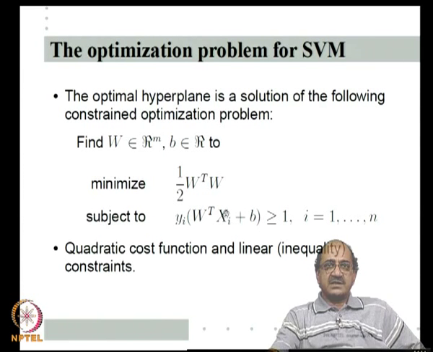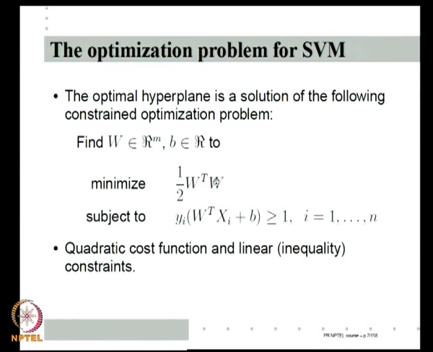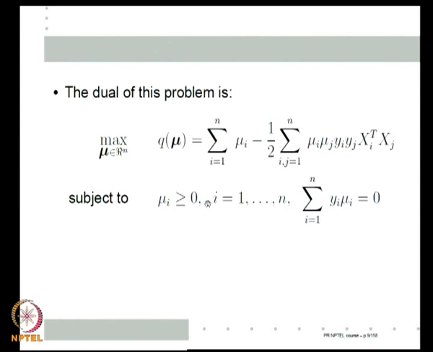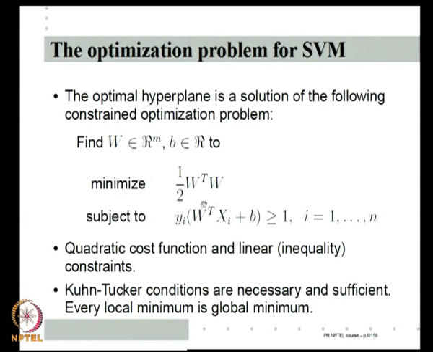This is a very nice optimization problem. You have got a quadratic cost function, linear constraints. It is almost a delight for any optimization theory algorithms guy to solve such a problem. Kuhn-Tucker conditions are necessary and sufficient, every local minimum is a global minimum. So, it is a very nice and simple optimization problem to solve, and we showed that we can find the dual of this problem. If this is the primal problem, we can find the dual of this problem.